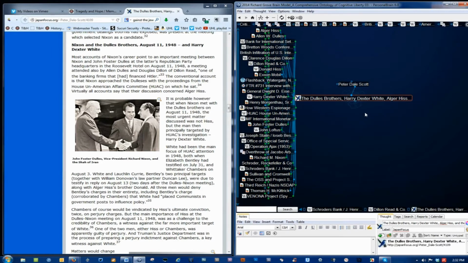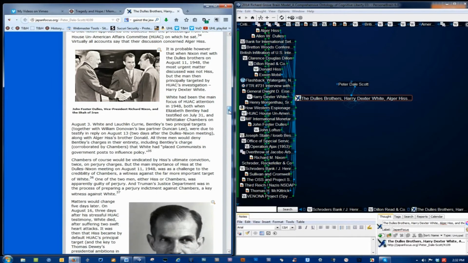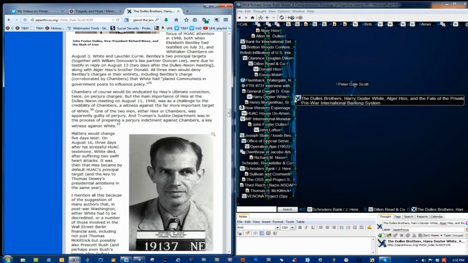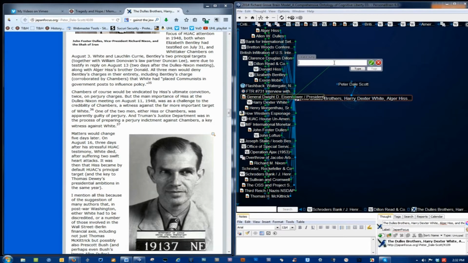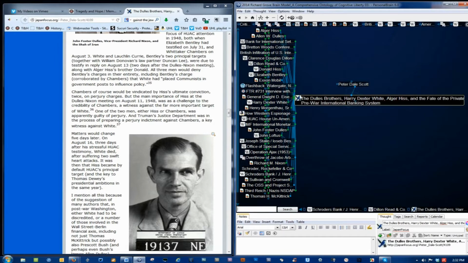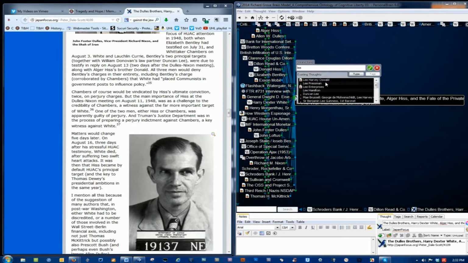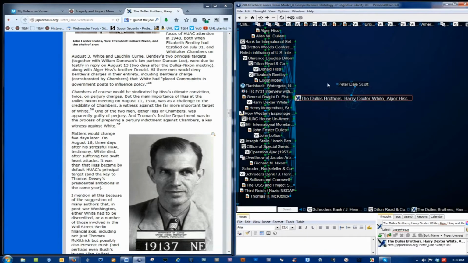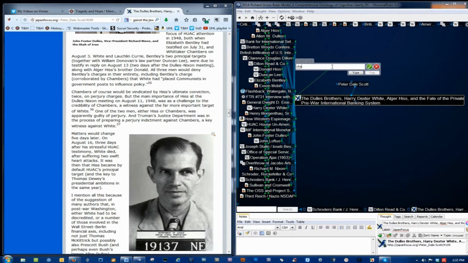White had been the focus of the HUAC attention in 1948, both when Elizabeth Bentley had testified on July 31st and Whittaker Chambers on August 3rd. White and Lachlan Curry, Bentley's two principal targets, together with William Donovan's law partner Duncan Lee, were due to testify in reply on August 13th, 2 days after the Dulles-Nixon meeting, along with Alger Hiss's brother Donald.